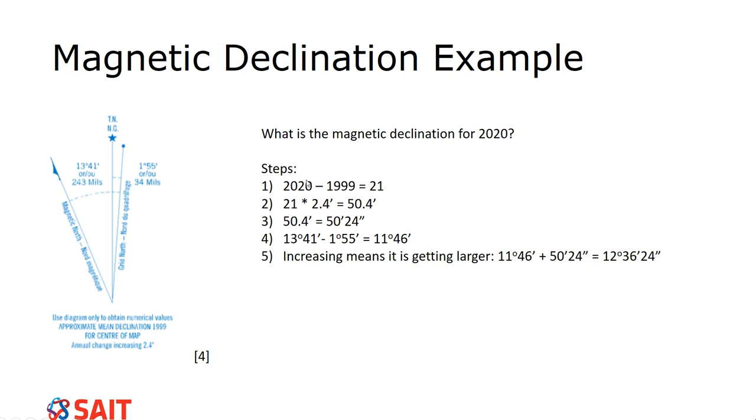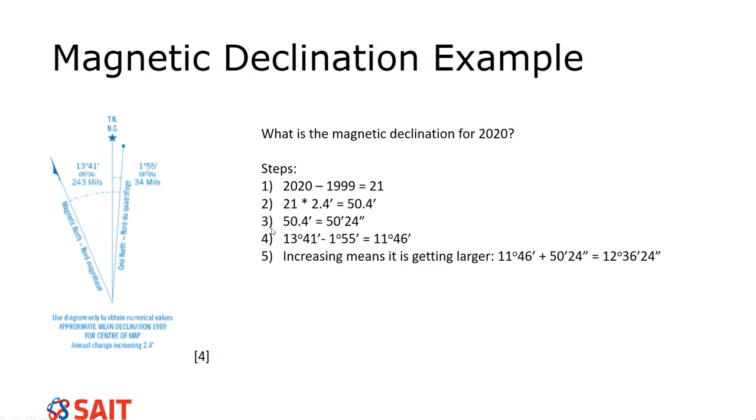So we go back up here. It says, what is the magnetic declination for 2020, which is the year that we are in at the moment? So 2020 minus 1999 gives us 21 years. Then we take 21 years and multiply it by that 2.4 minutes. That's not feet, it's minutes. So 2.4 minutes, and that gives us 50.4 minutes.